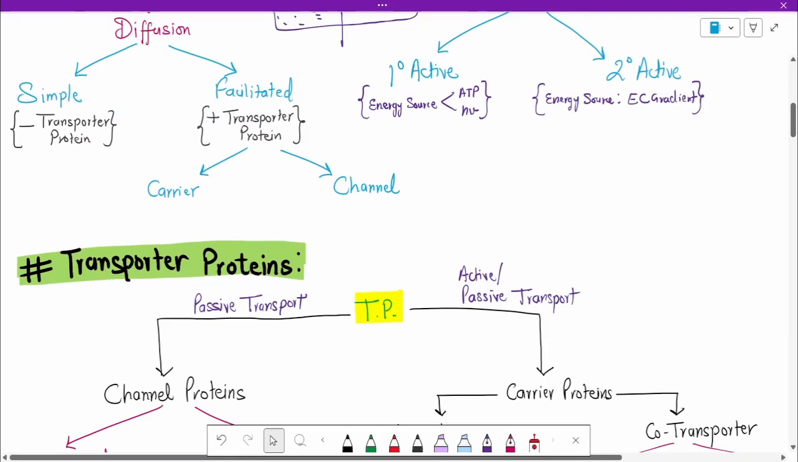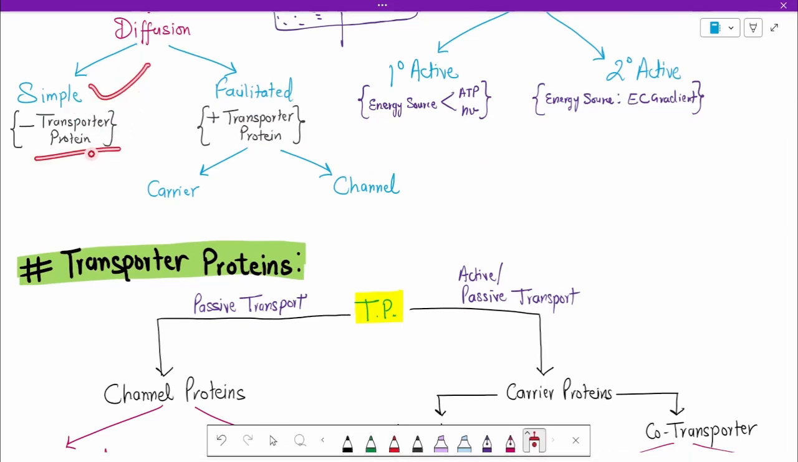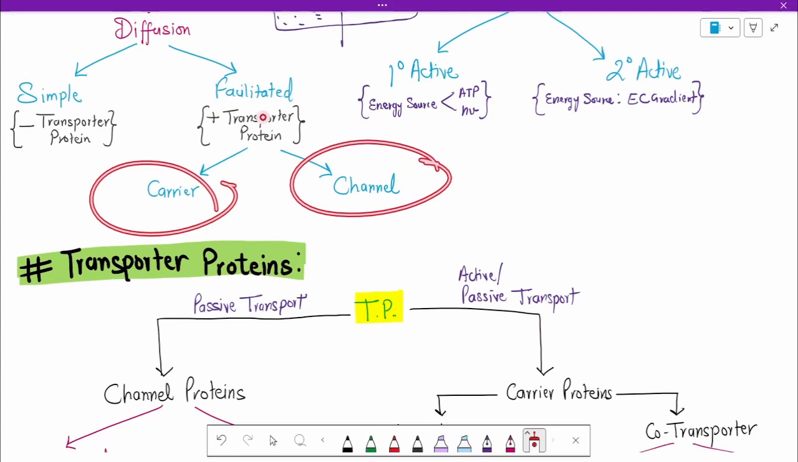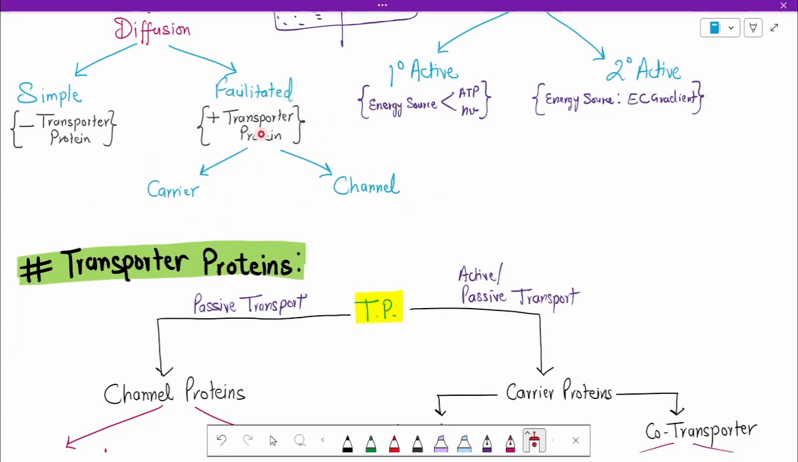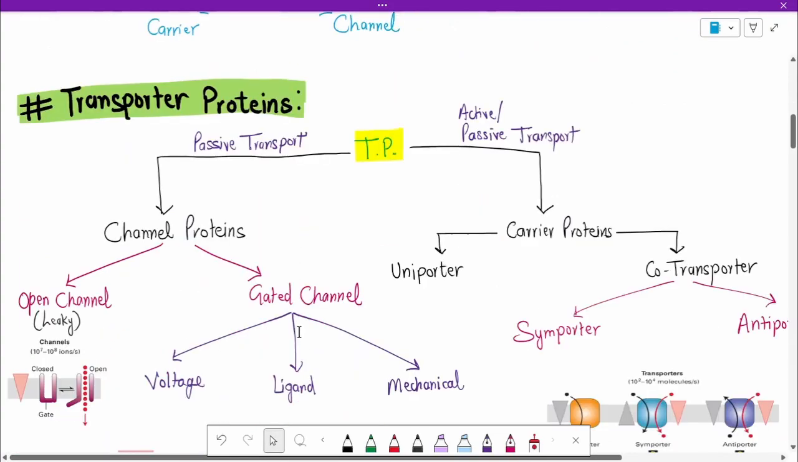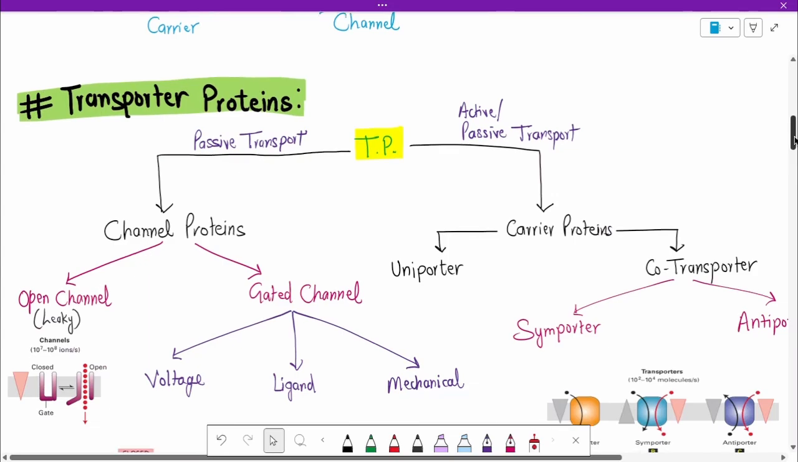We talked about diffusion, that it can be simple diffusion without any need of transporter protein, or if we need a transporter protein, it is facilitated diffusion, and the transporter protein may be a carrier or a channel. Let's talk in some detail about these transporter proteins. What is the nature of these transporter proteins, and in what kind of transport are these proteins involved?